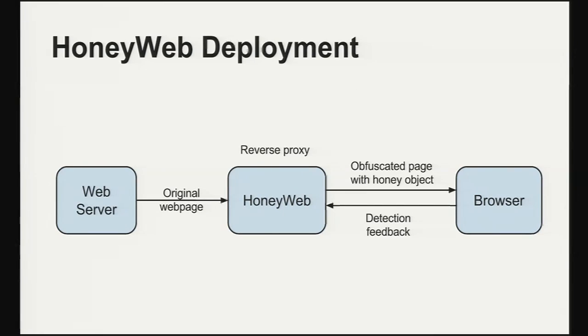So this plot shows our architecture. It's very simple. Basically, HoneyWeb works as a simple reverse proxy, which is close to the web server side. And when the original web page goes through the HoneyWeb system, we will obfuscate the page and inject the decoy objects to attract the attacker. And also, we have a feedback loop so that it alerts us about the detection results.